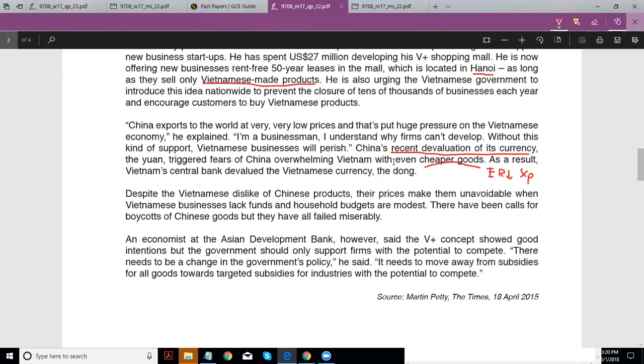Maybe that lowering does come through manipulating demand and supply by selling or buying currency in the foreign exchange market, using your reserves, but it's when the government does so. Depreciation mainly happens in a freely floating exchange rate system where the sources of demand and supply organically change or decrease your exchange rate. As a result, Vietnam's central bank devalued the Vietnamese currency, the dong. Okay. Are you guys still with me?